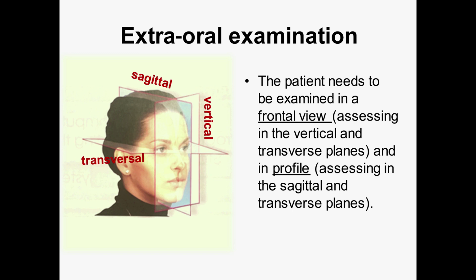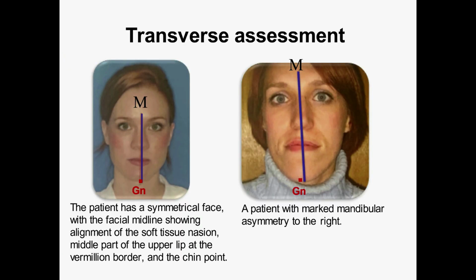An appropriate goal for the facial examination, therefore, is to detect disproportions. The patient needs to be examined in a frontal view, assessing in the vertical or transverse planes, and in profile, assessing in the anteroposterior or sagittal and transverse planes. The first step in analyzing facial proportions is to examine the face in frontal view. In the frontal view, one looks for bilateral symmetry and for proportionality of the width of eyes, nose, mouth.